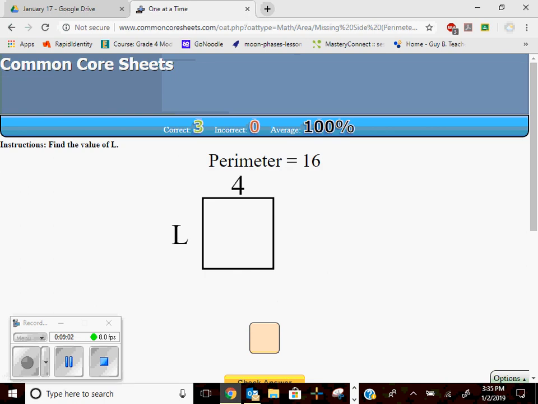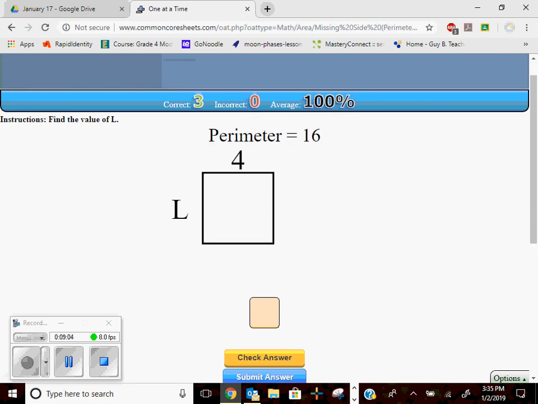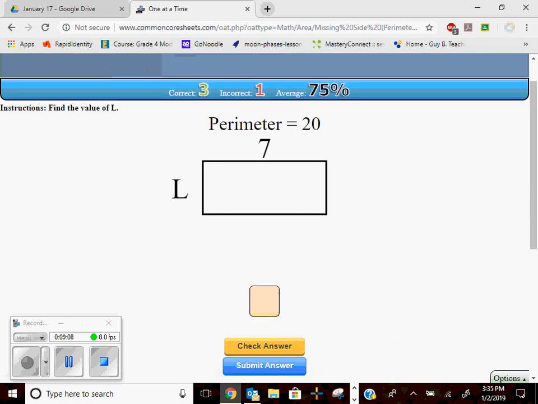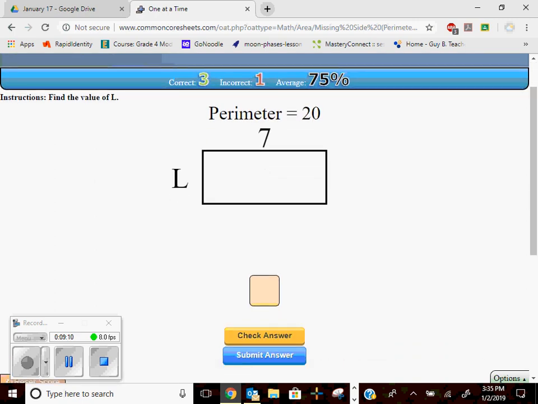All right, so the next one here, let's skip this one. This one right here. Now, we have a perimeter of 20, and we know that one of our sides is 7. Well, if I know that side, the top, then I know the bottom also is 7. So let's plug in what we know here. We know that it equals 20 all the way around. That's our perimeter. We know that 2 of our sides are 7, but we do not know the other 2.